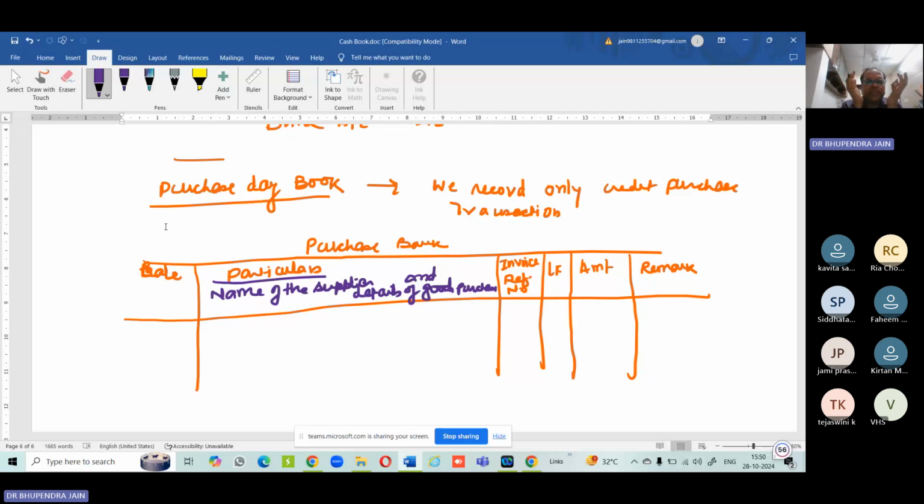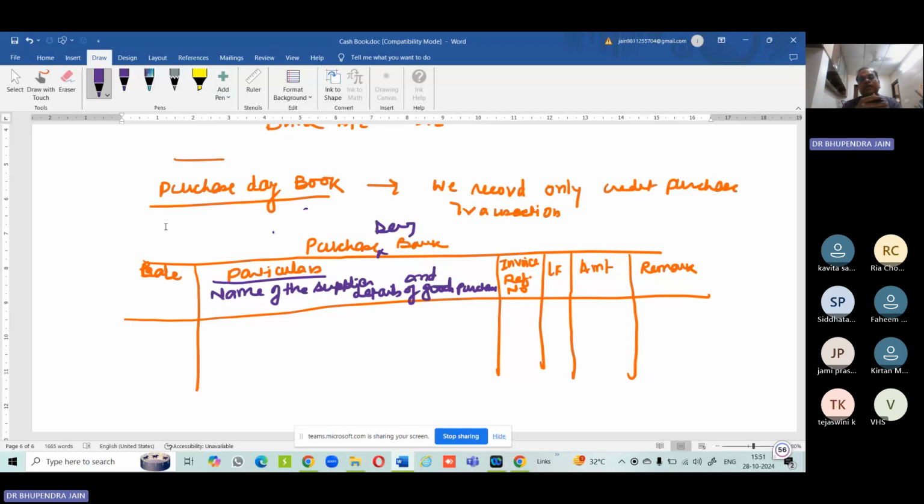This is not compulsory, not required. If you want to give some explanation or remark regarding the particular purchase, or in case of the sales day book a particular sale, then you can write down the remark here. So this is the purchase book or purchase day book. Okay, this is the format.